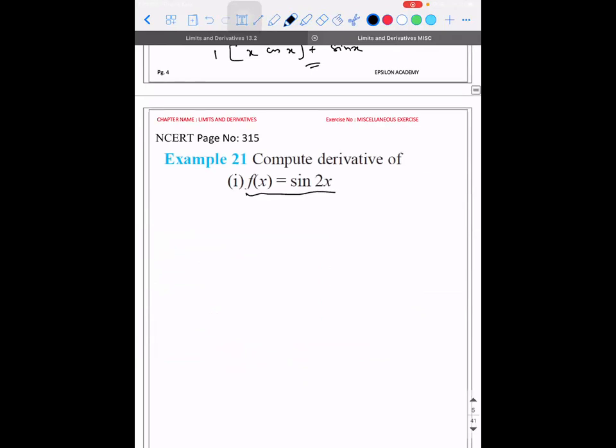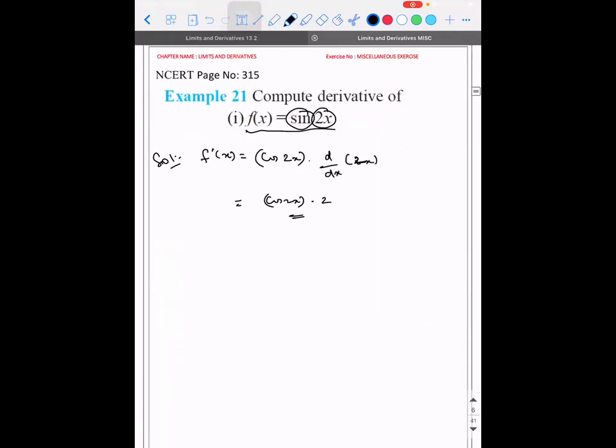See, f of x is equal to sine 2x, right? So f of x is sine 2x means what is f dash of x? 2 cos 2x. I directly wrote it. Why? We have done this kind of a problem. Derivative of sine is cos, write the same angle cos 2x into d by dx of 2x. 2 times cos 2x. Right?